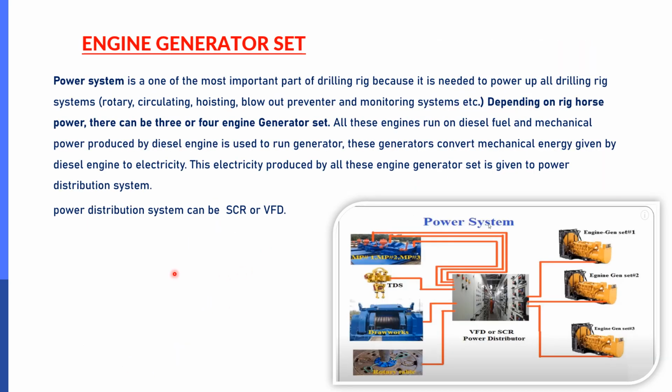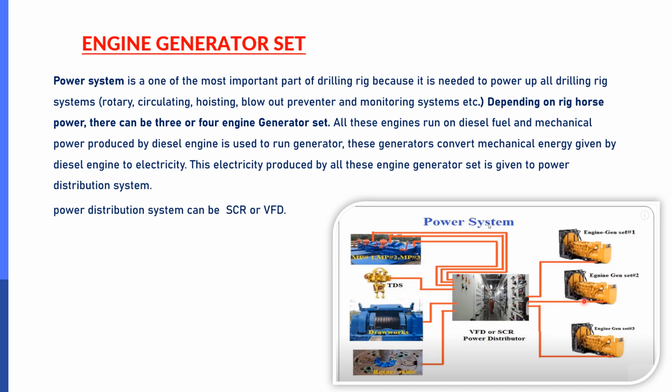Okay, now we have another topic, the engine generator set. The engines are used to produce electricity. As in this image, we are seeing multiple engine generators. The number of engine generator sets might be 3 or 4, depending on how much horsepower the rig has. If the rig has more horsepower, maybe 4 engine generators will be assigned to that rig.